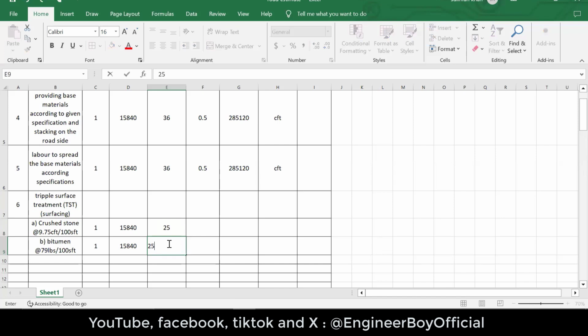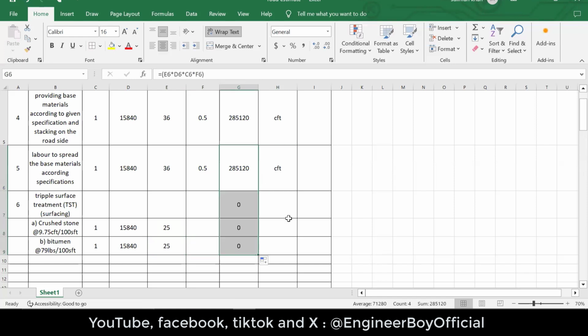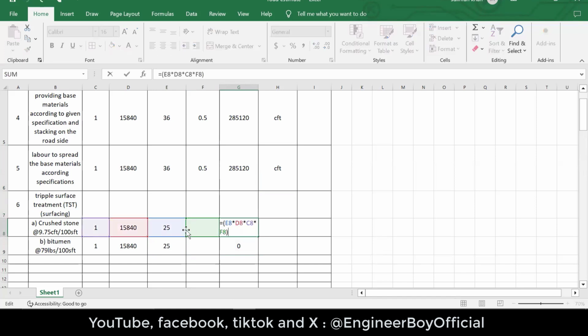And 25 over here. There is no thickness for the same thing. That's why we have to just calculate the quantity. And let me just drag that formula. But over here, as you can see, we have result is 0 because the formula is just empty, okay?